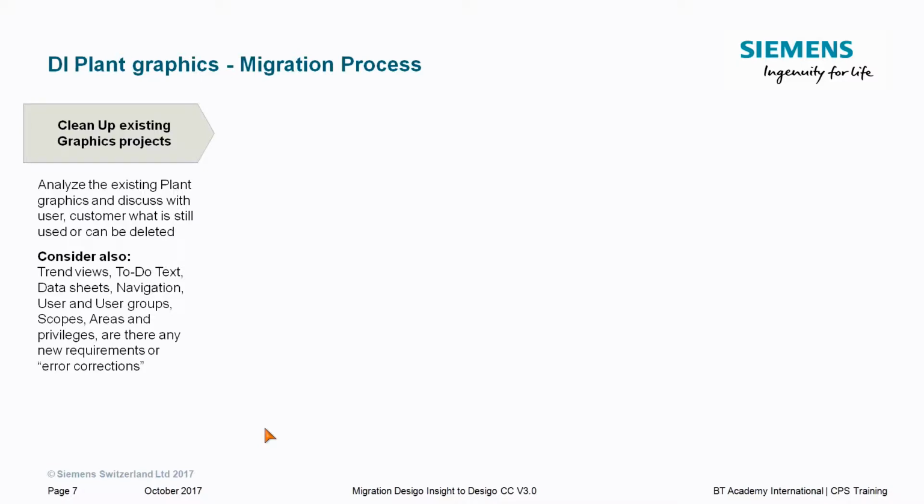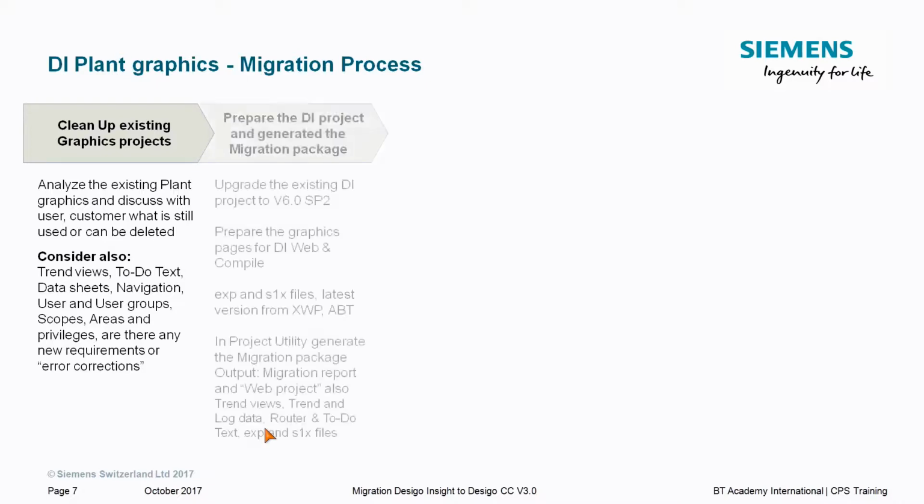Okay, because the customer, at the end of the day, after the migration, will tell you that he had no issues before on the old Desigo Insight project. So how do you get to that information? What is not running well right now in the Desigo Insight project?